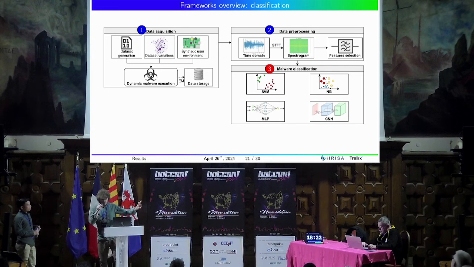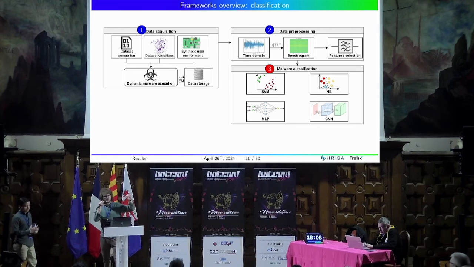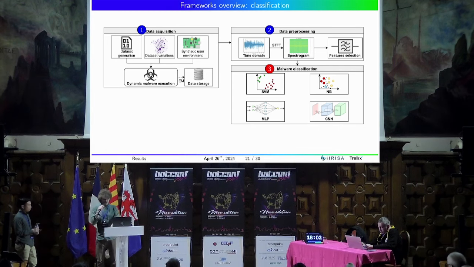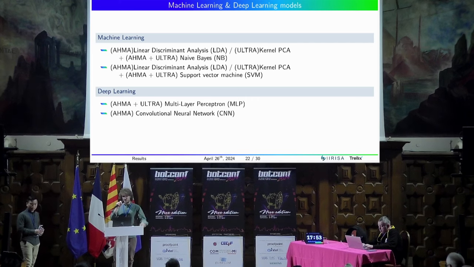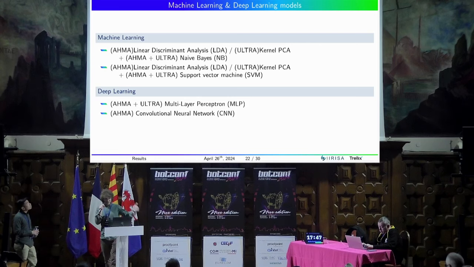We used two usual machine learning algorithms, the SVM and the naive Bayesian. And we also handcrafted two small deep learning algorithms, one MLP and one CNN. When I say small, we just have about three layers. If I remember well, we have an additional slide if you have a question on it. For the machine learning, we also added dimension reduction algorithms in order to speed up. So for AMA, we use the kernel LDA, while for Ultra, we use PCA.